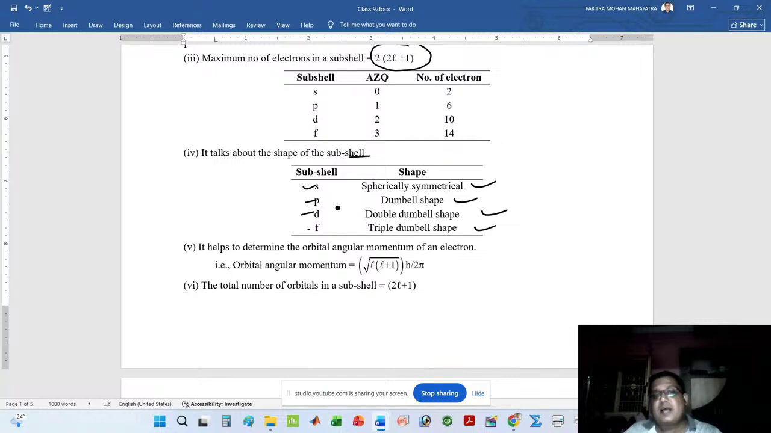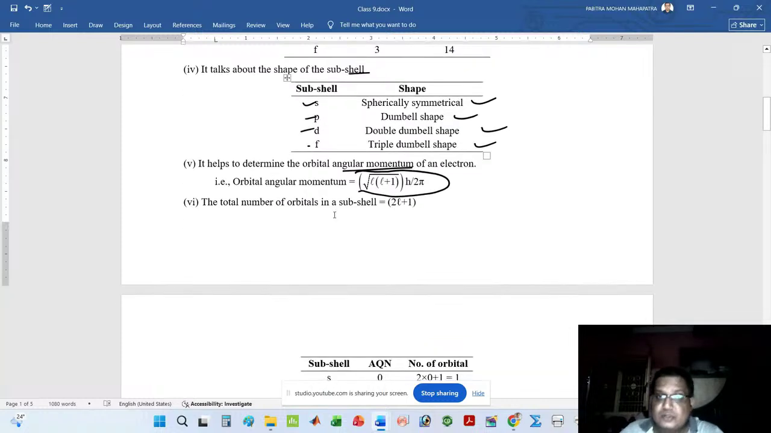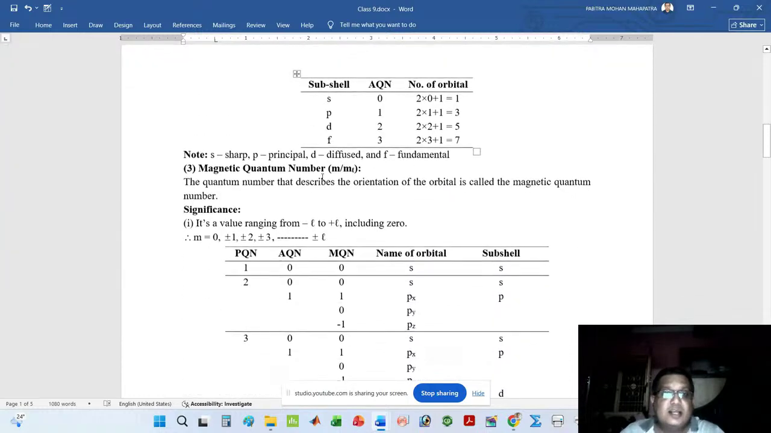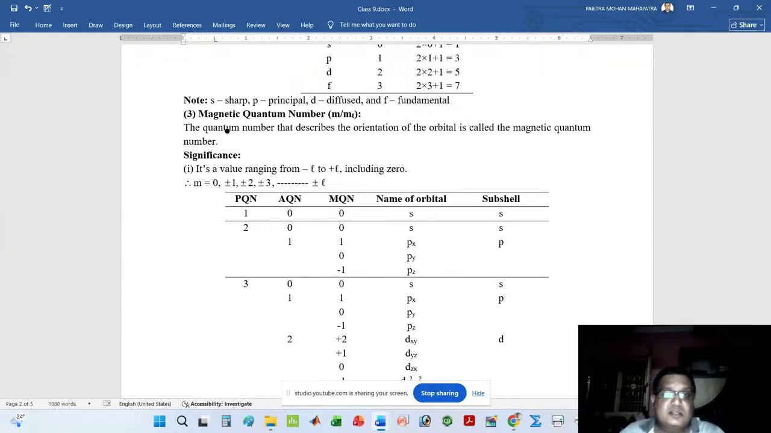In this class, I will clearly explain the shape of different orbitals. Azimuthal quantum number also helps to determine the orbital angular momentum of an electron. This is the formula: root over l into (l plus 1) into h by 2 pi. Azimuthal quantum number also helps to calculate the number of orbitals in a subshell. The formula is 2l plus 1. Here, s means sharp, p means principal, d means diffuse, f means fundamental.